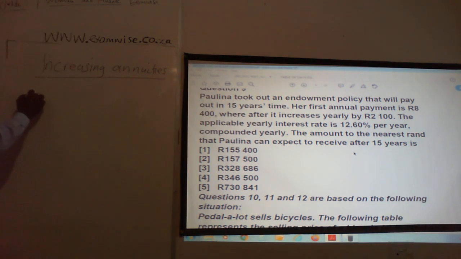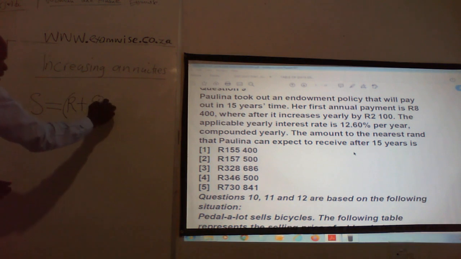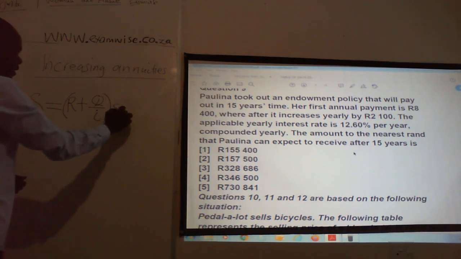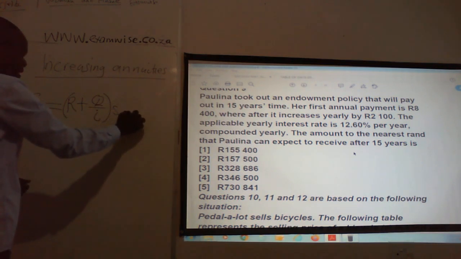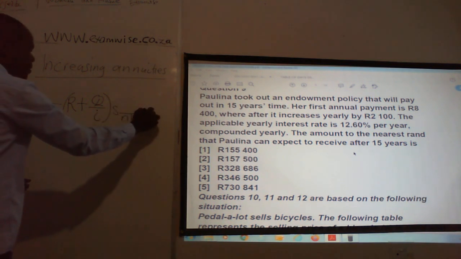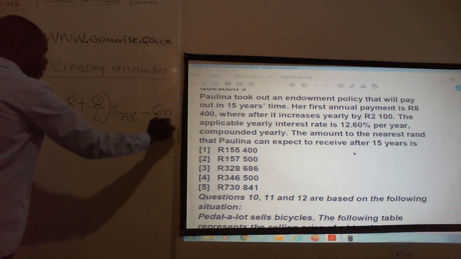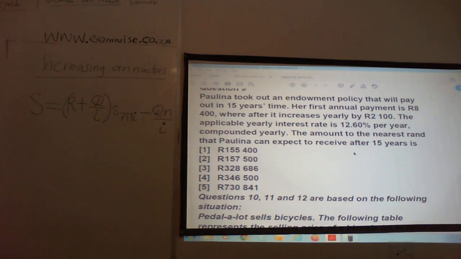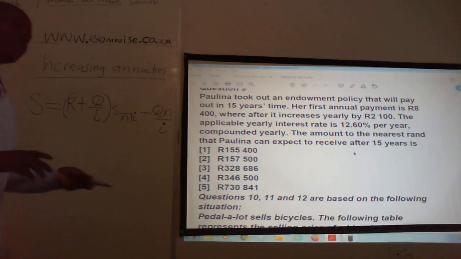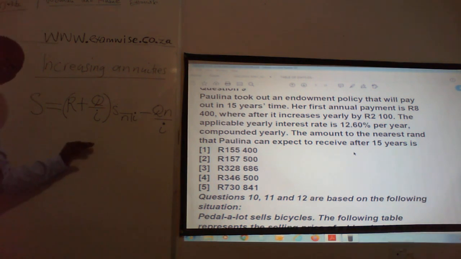This main formula is S equals open bracket R plus Q divided by i, close bracket, times s angle n at i, minus Q n over i. In the exam, if you see a formula like this, it is for calculating the future value of an increasing annuity.